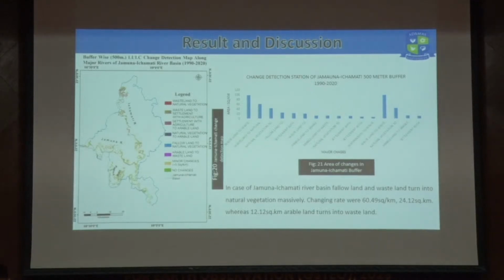And this part is the change detection in case of the Jamuna Ichamati river basins. Fallow land and wasteland turned into natural vegetation massively. Changing rates were 60.49 square kilometers and 24.12 square kilometers, whereas 12.12 square kilometers of arable land turned into wasteland.